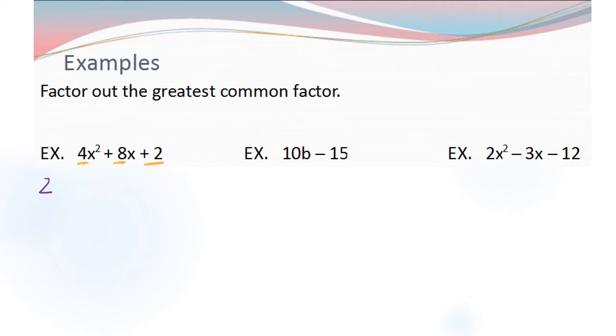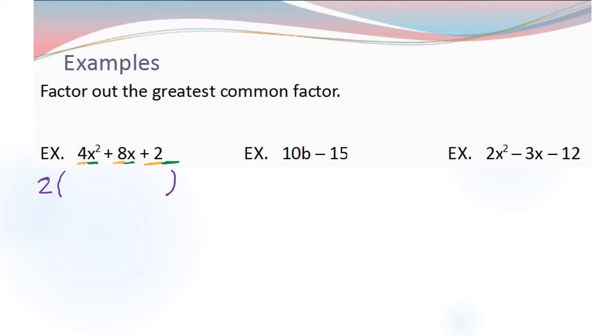Okay, then you look at the variables. We have an x squared and we have an x, but our last term doesn't have any x's. That means we cannot factor out an x as part of our GCF. So the GCF here is just 2. But now we have to put the leftovers. So we've identified the GCF. Now we're going to put parentheses, and we're going to put what happens if you divide everything by 2.